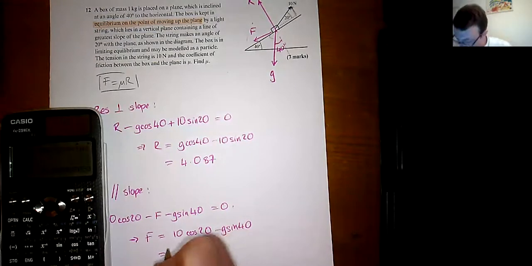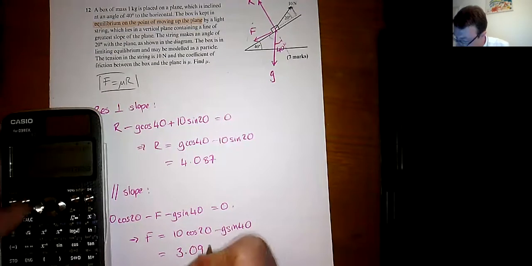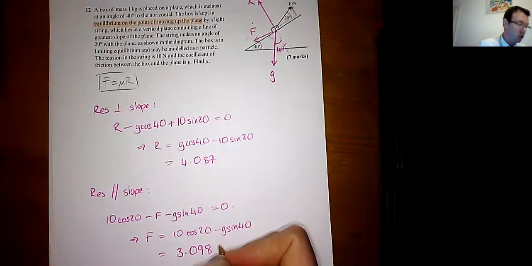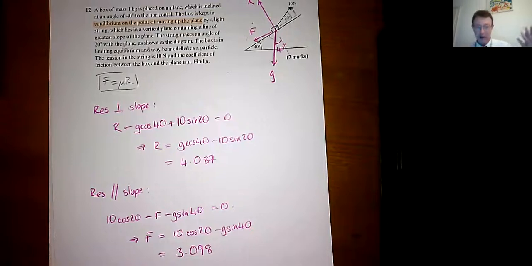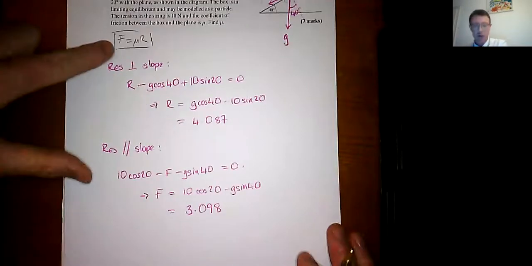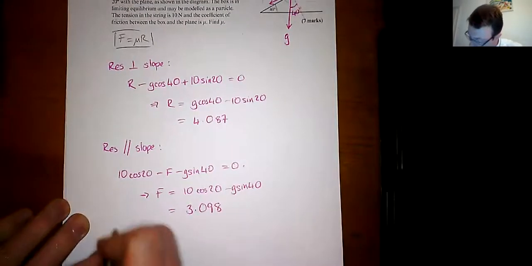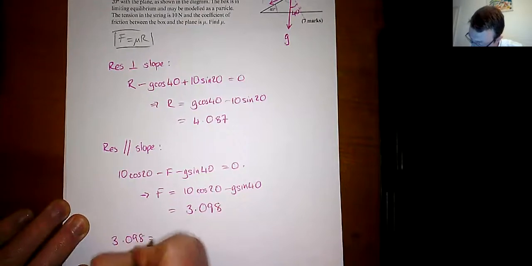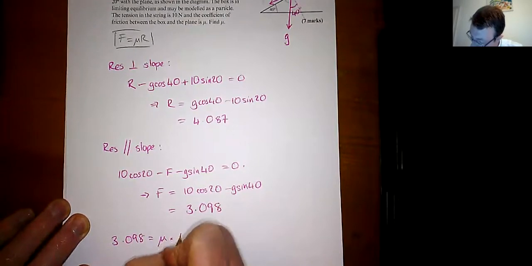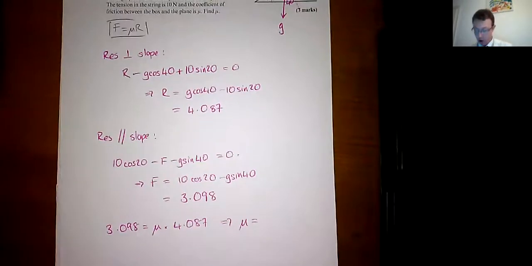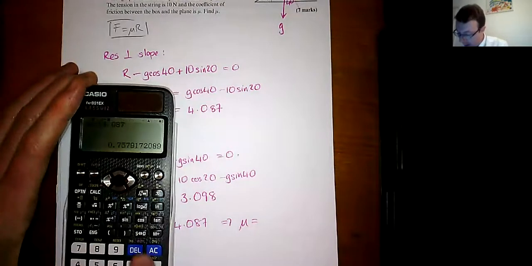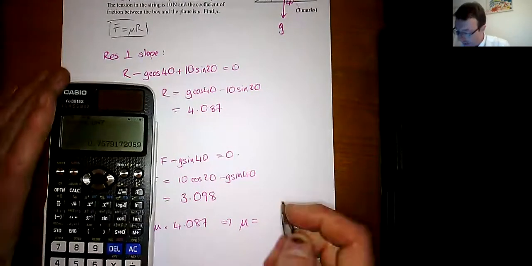3.098. Okay, right. So that's it. Is that it? Yeah, that is literally it. All I need to do now is put F equals mu R. So I've got 3.098 equals mu times 4.087. So therefore mu equals 3.098 divided by 4.087 equals 0.76.